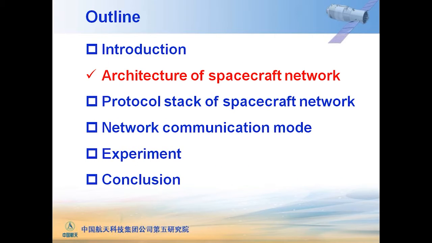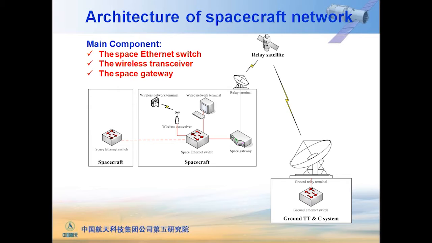Then we will talk about the architecture of spacecraft network in the second part. The system architecture is shown in this picture. It's constructed with space Ethernet switch, wireless transceiver equipment, and space ground gateway. The space Ethernet switch is responsible for the access of wired network terminals and networking between different spacecraft. The wireless transceiver is responsible for the access of the wireless network terminal. The space gateway is responsible for the bidirectional space link data transmission between the spacecraft network and the ground network.